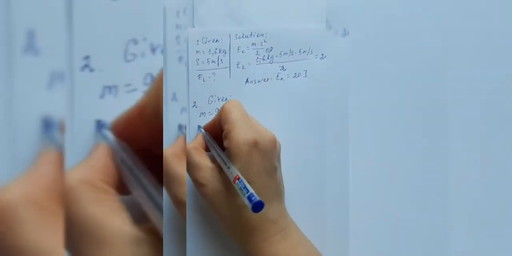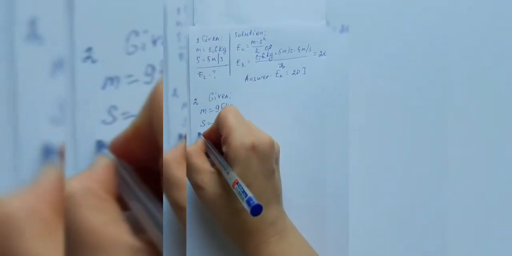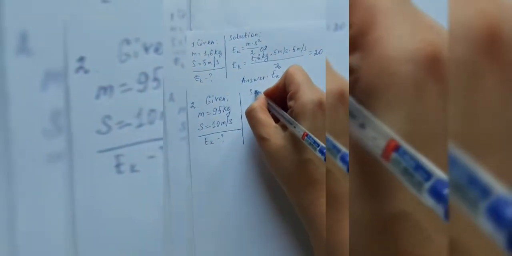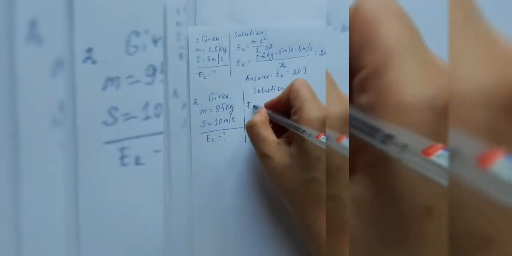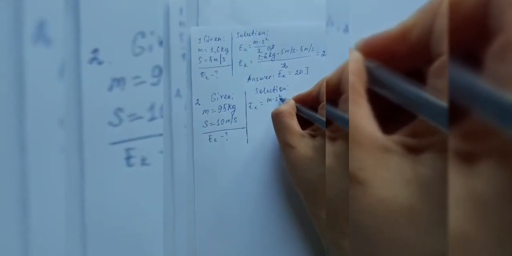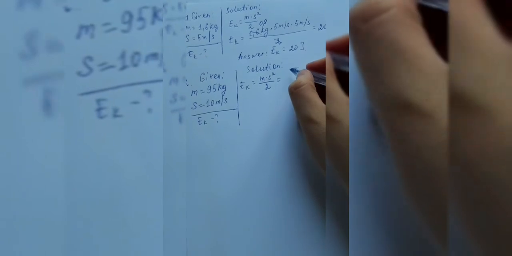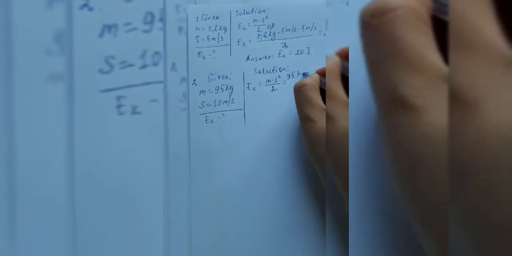Next problem. Given for us, mass is equal to 95 kilogram. Speed is equal to 10 meter divided second. We must find kinetic energy. Solution. Kinetic energy is equal to mass times speed squared divided 2.